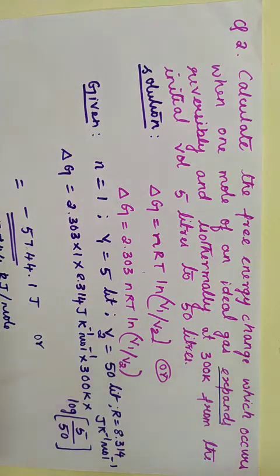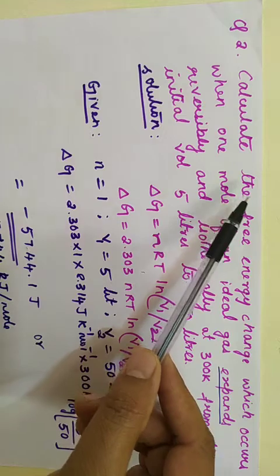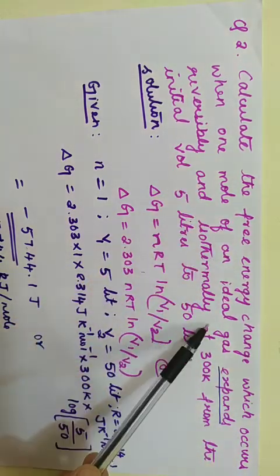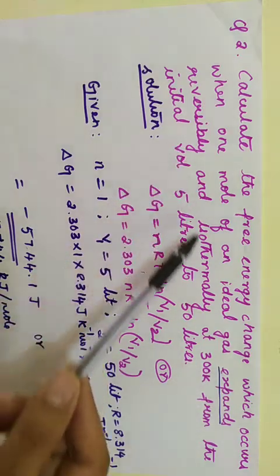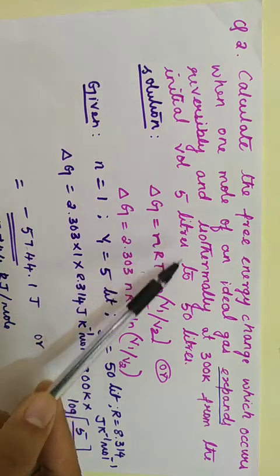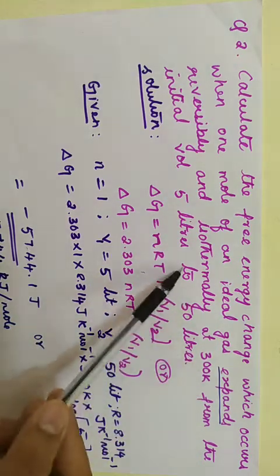Well, let us move to the second problem. This is the problem given. Calculate the free energy change which occurs when 1 mole of an ideal gas expands reversibly and isothermally at 300 Kelvin from the initial volume of 5 liters to 50 liters. So the volume change is given.